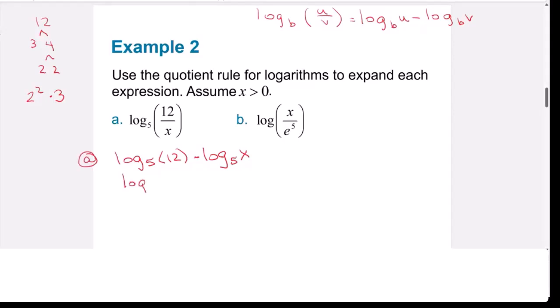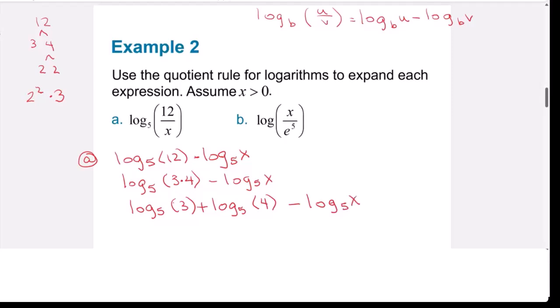This is the same as the log base 5 of 3 times 4 minus log base 5 of x. This is the same as the log base 5 of 3 plus the log base 5 of 4 minus the log base 5 of x. So all I did is now I use the product rule because I have 3 times 4, which is a product.